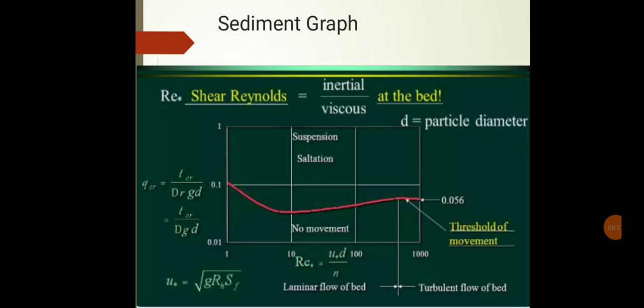Then the next one is the sediment graph. This graph shows the different turbulent flow and laminar flow, and at that time we are receiving some quantum of discharge. Based on that we receive some suspension and saltation. There is no movement based on the particle diameter for some particles. So this graph shows you the information regarding the sediment. If your particle Reynolds number increases, then automatically your sedimentation decreases.